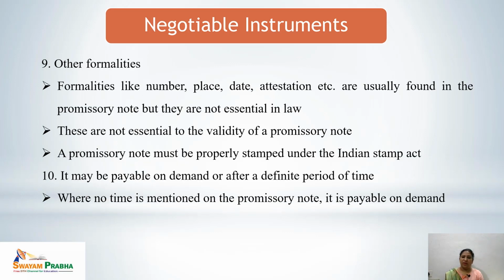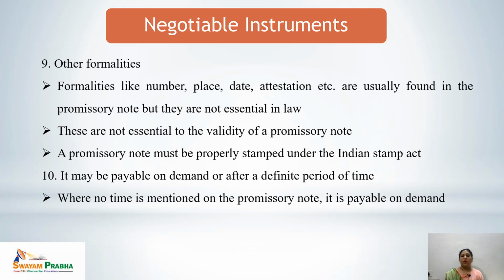Next feature is the other formalities. Other formalities like number, place, date, attestation, etc. are usually found in the promissory note, but they are not essential in law. Basically, these things are added to make it more convenient and to perform it in a desired manner. These are not essential to the validity of a promissory note, but a promissory note must be properly stamped under the Indian Stamp Act. That means under the Indian Stamp Act, if any specified authenticated stamp is required, without that stamp, any promissory note cannot be considered as a valid promissory note.